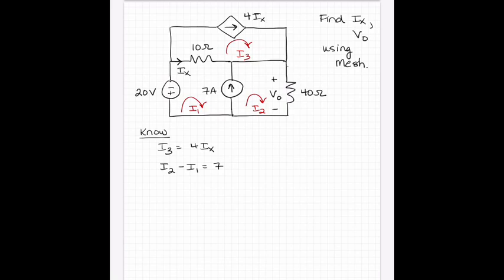Okay, we'll also have Ix, which is the current that controls the current controlled voltage source. So we have this current controlled voltage source here. Ix controls it. Ix is the current flowing in this direction. So that is based on I1 minus I3.